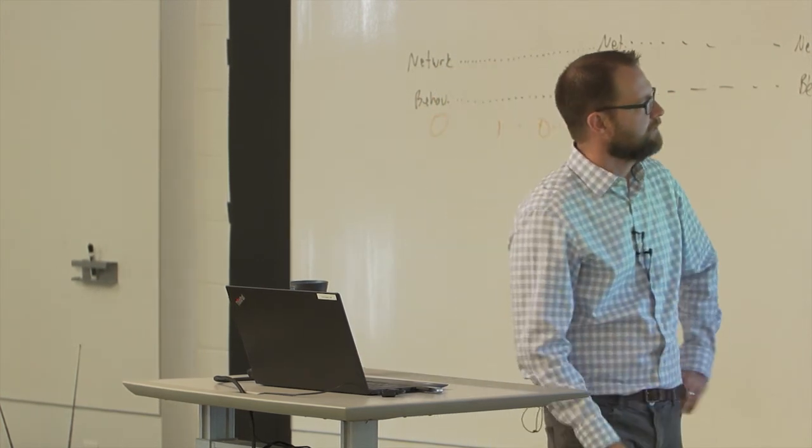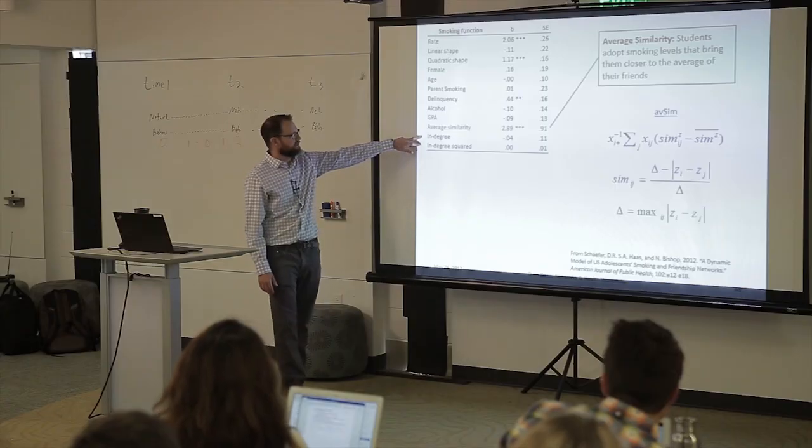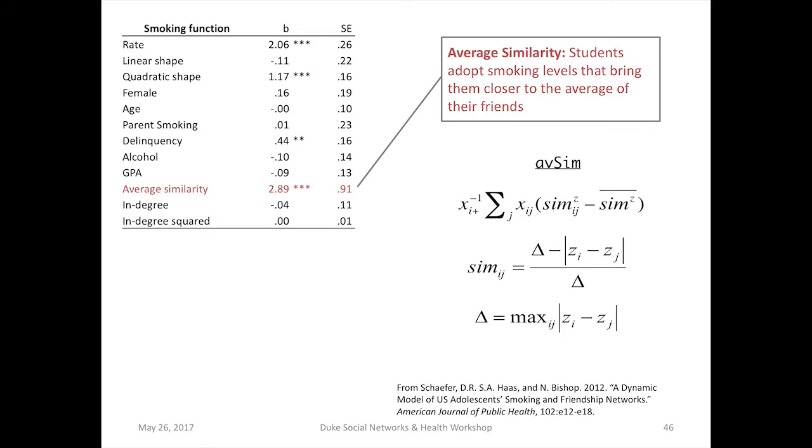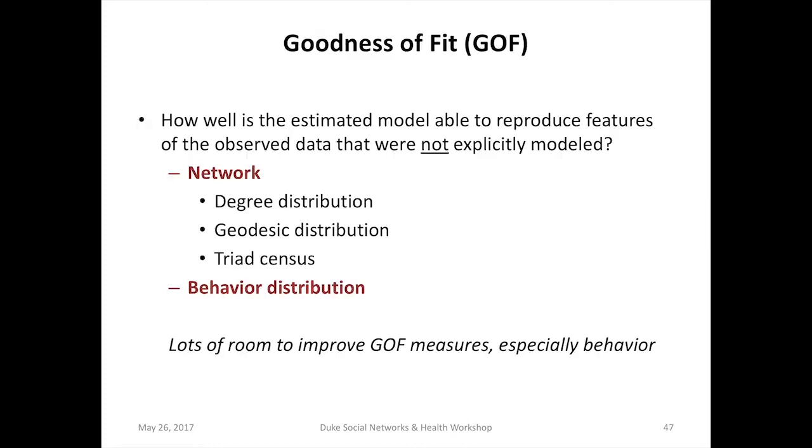All right, we have a couple other effects that aren't significant. Measure of in-degree, so are popular kids more likely to smoke? And we don't see any evidence of that. So any tendency for popular kids to smoke seems to be driven by the network dynamics. That is, kids who are smoking are more likely to be selected as friends. Okay. All right, now I want to move on to goodness of fit.